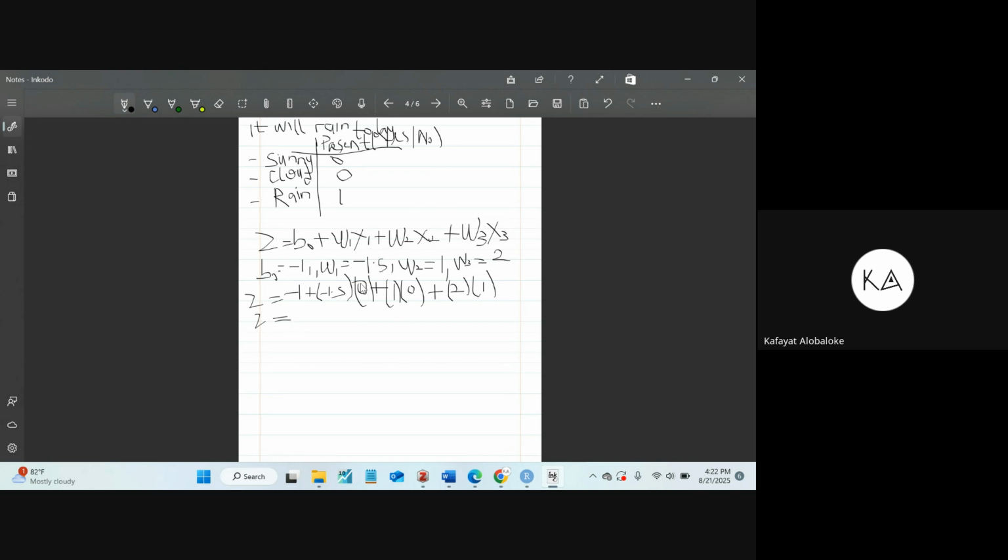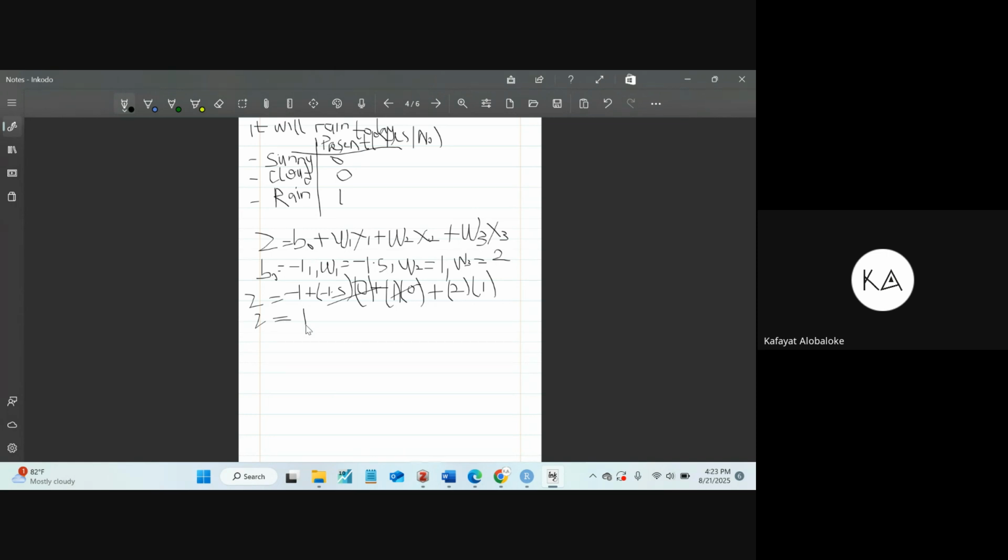-1.5 multiplied by 0, all this we cancel, right? This is 0. This is 0. Then we have -1 plus 2. Then what do we have? 1. Now this is our weighted sum. After getting the weighted sum, what we need to do next is apply the logistic function.